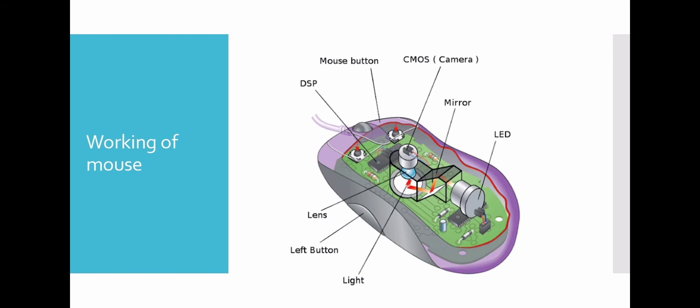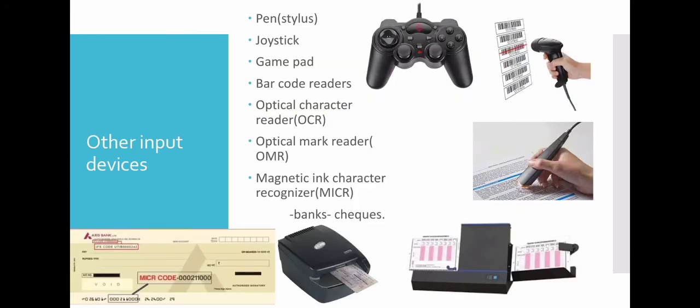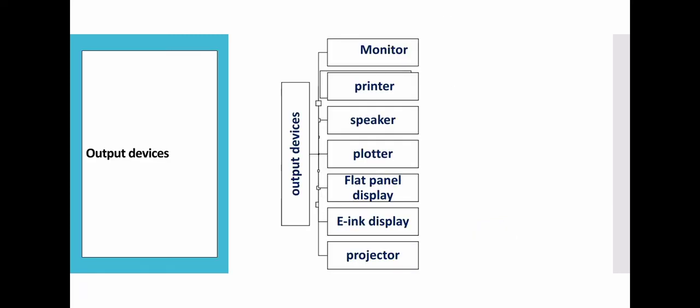The mouse uses a light source to detect movement relative to the surface. Other input devices are pen, joystick, gamepad, barcode readers, optical character reader, optical mark reader, magnetic ink character recognizer, bank checks. Output devices are monitor, printer, speaker, plotter, flat panel display, electronic ink display, projector.